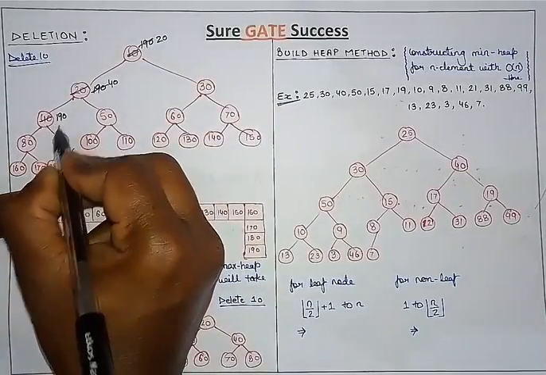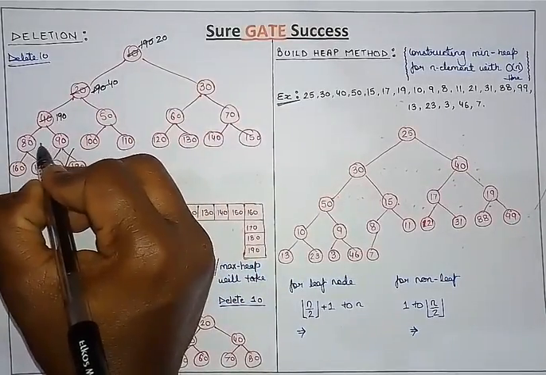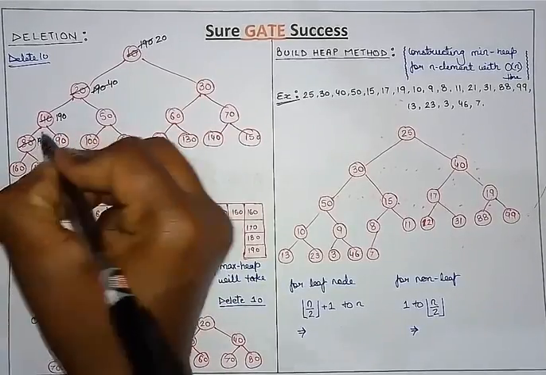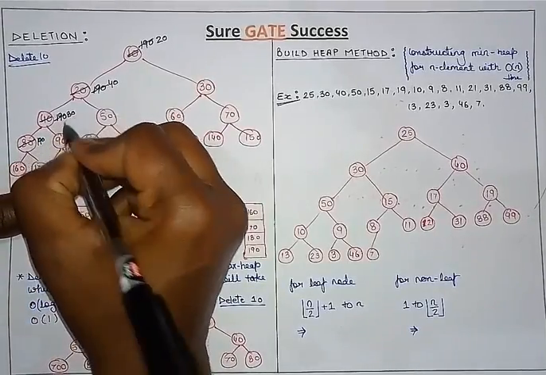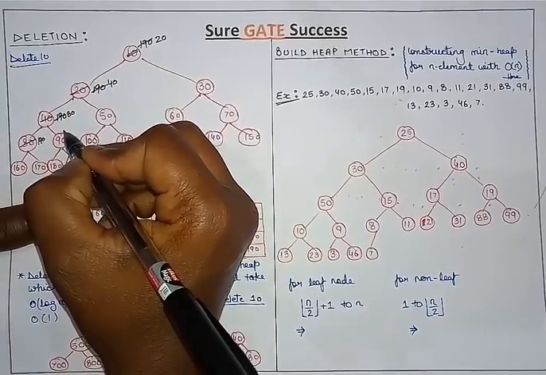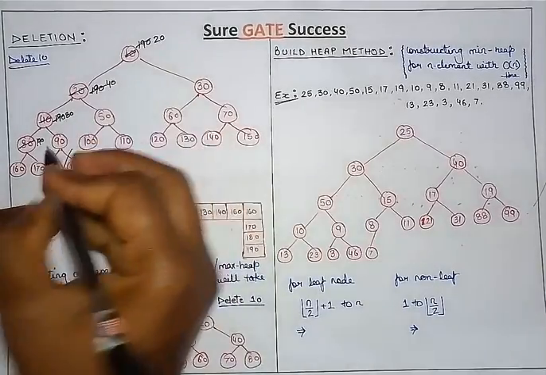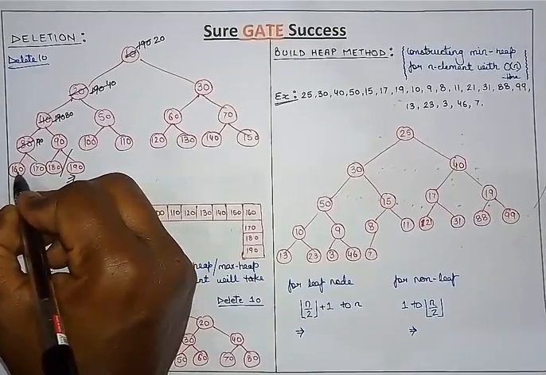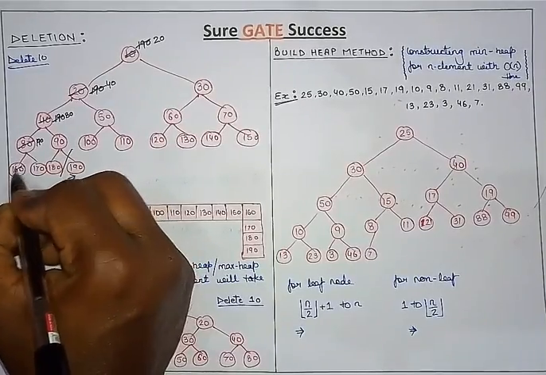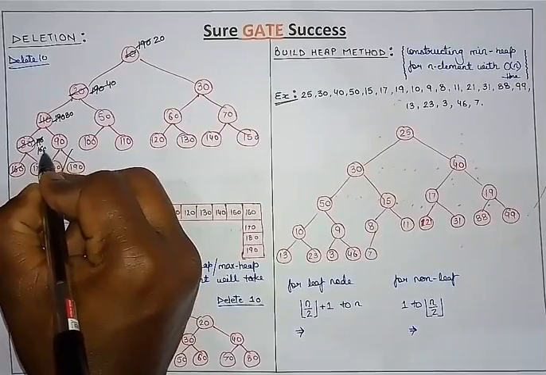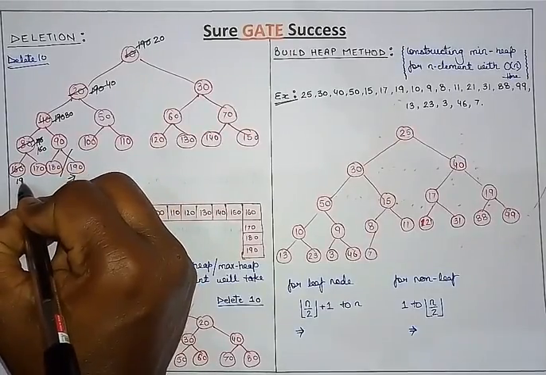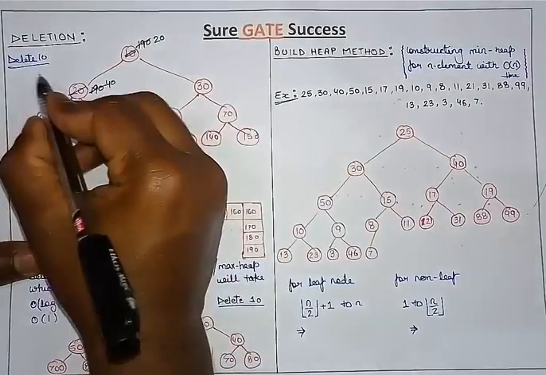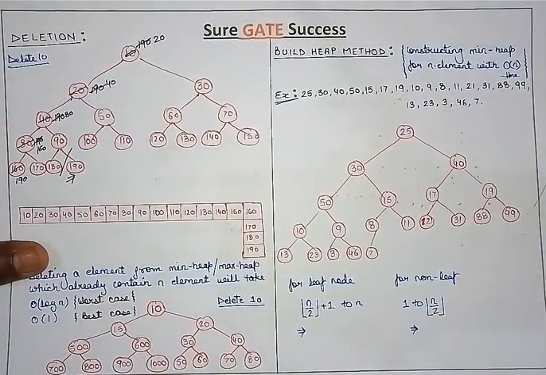Now 190 is greater than these two and 80 is the smallest one, so we have to exchange 80 with 190. Now similarly we have to apply the same thing here also. 160 is the smallest among these three, so 160 has to be replaced with 190. It will be 190. So this will be the final answer if we delete 10 from this.